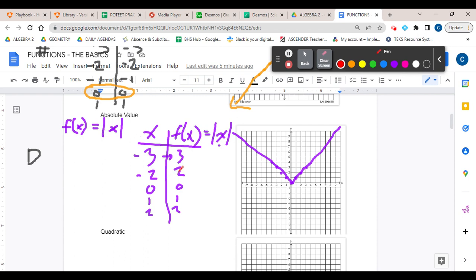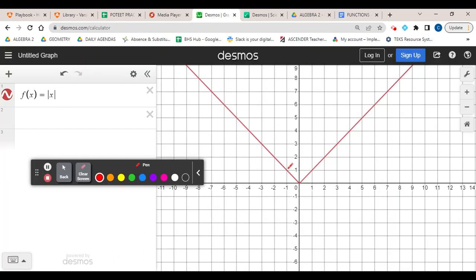Okay, negative 3, 3, negative 2, 2, 0, 0, 1, 1, 2, 2, because that's how you find the absolute value. The absolute value of x is your output. Okay, so look, we have negative 1, 1, and negative 2, 2, and negative 3, 3, and negative 4, 4, and 0, 0, and 1, 1, and 2, 2, and 3, 3, and 4, 4. Okay, so the line is just the thing that holds all the possible points that make this equation true.